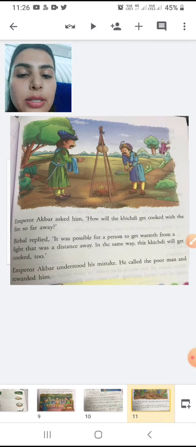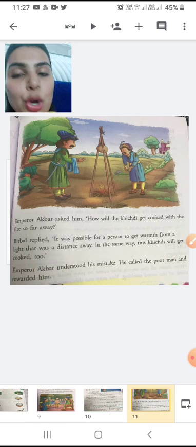Emperor Akbar asked him, "How will the khichdi get cooked with the fire so far away?" Birbal replied, "It was possible for a person to get warmth from a light that was a distance away. In the same way, this khichdi will get cooked too." Emperor Akbar understood his mistake. He called the poor man and rewarded him. This was the story of Birbal's khichdi.